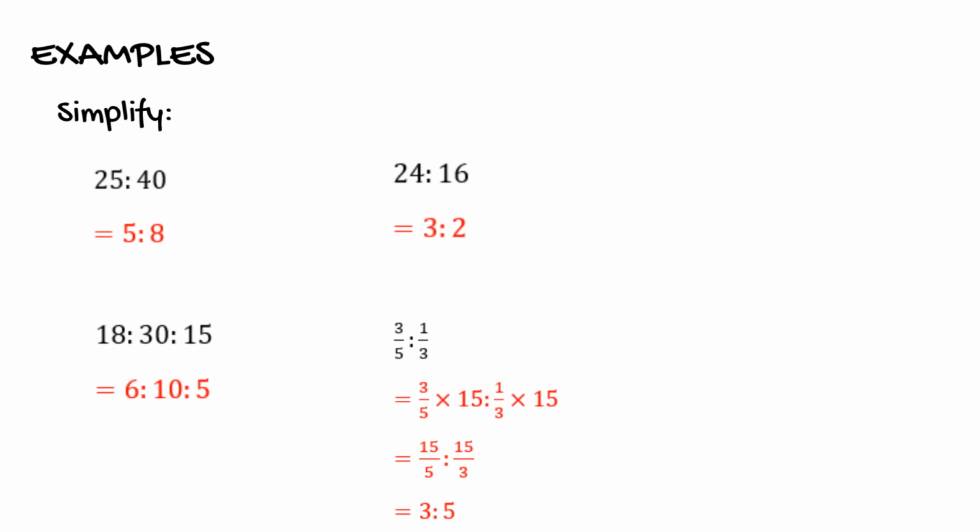So what we need to do is multiply each term in the ratio by 15. So we're going to get 3 over 5 times 15 and 1 over 3 times 15. That's going to give me 15 over 5 to 15 over 3. Now, multiplying by the lowest common denominator ensures that we end up with whole numbers in our fractions. So our end result will be our ratio of 3 to 5.